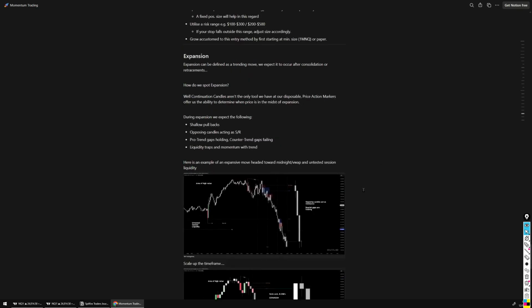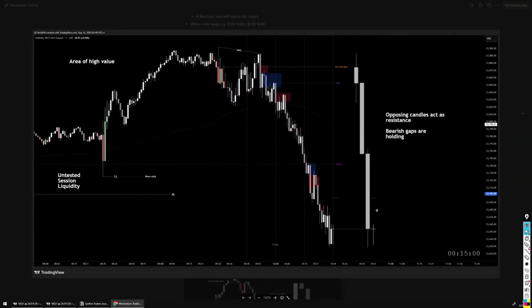So here's an example of an expansive move headed toward midnight / VWAP, an untested session liquidity. Will you recognize this move? So what have we got? We're in an area of high value. We're above Asia highs, London highs, all that jazz. We've formed some nice SMTs, and our proximity to midnight and VWAP is above. So if we're in an area of high value, and our proximity to midnight and VWAP is above, typically we're looking for some sort of short trade.